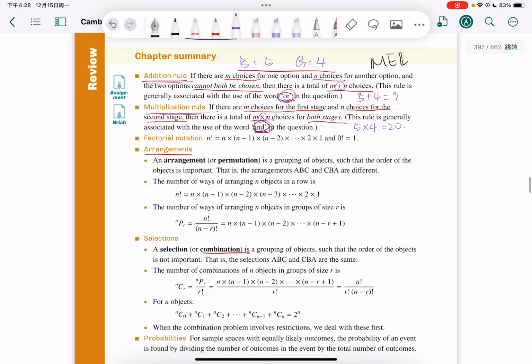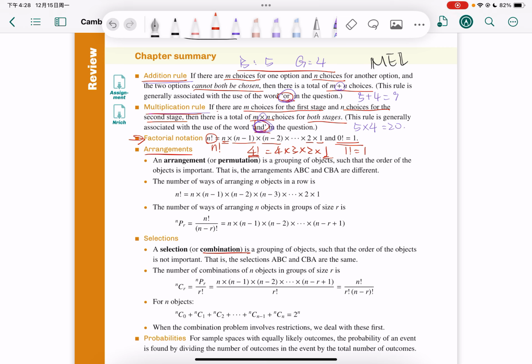And then for the factorial notation, what's a factorial? n factorial, written like this, represents n times n minus 1 times n minus 2 times and so on, down to times 2 times 1. So if we have 4 factorial, that means 4 times 3 times 2 times 1. So all the whole numbers from this number down to 1, and then multiply them together. So what about 0 factorial? 0 factorial is 1. Just remember it that way. Also, 1 factorial is 1.